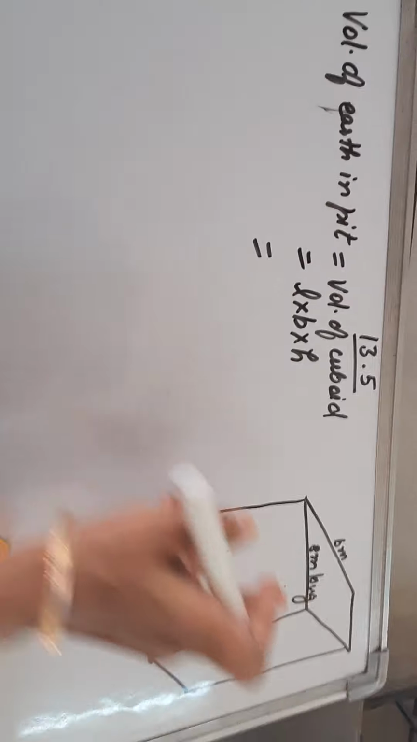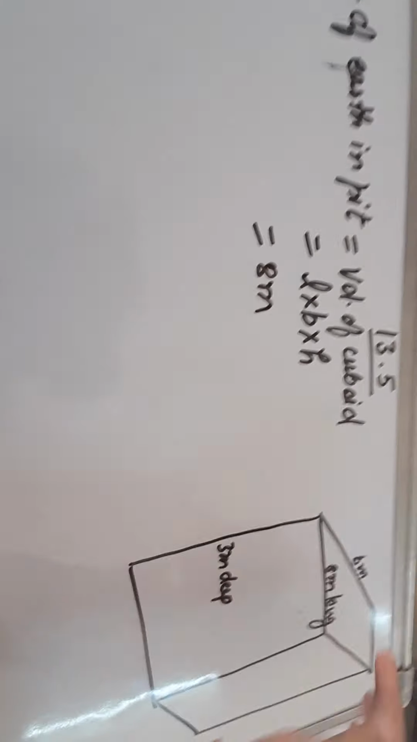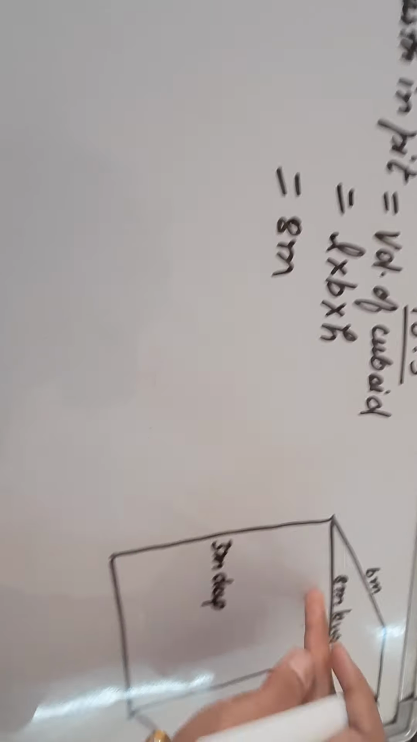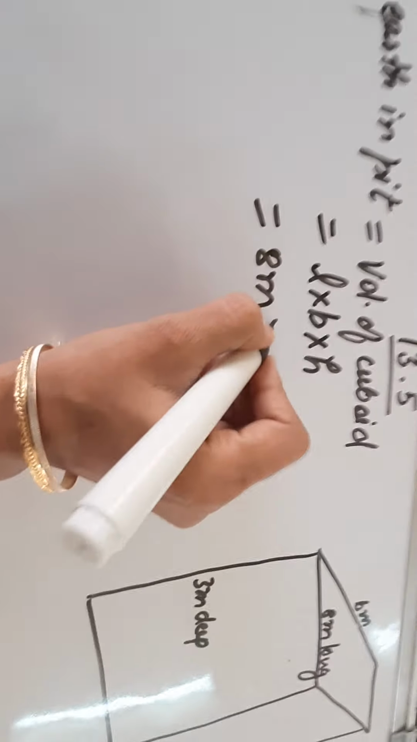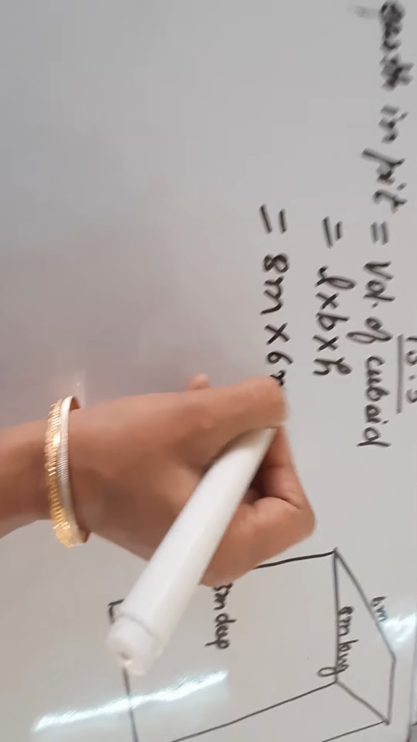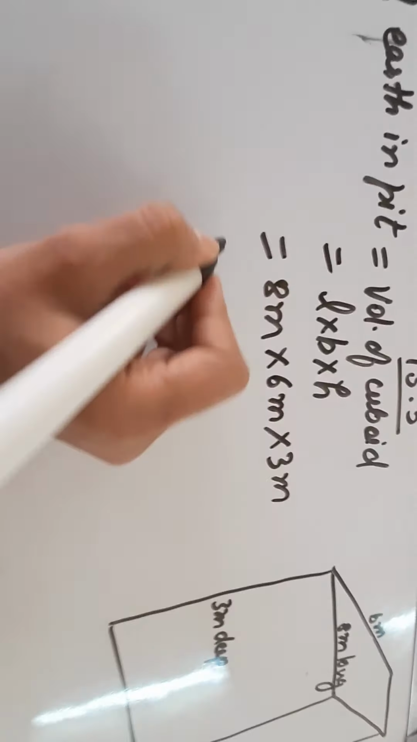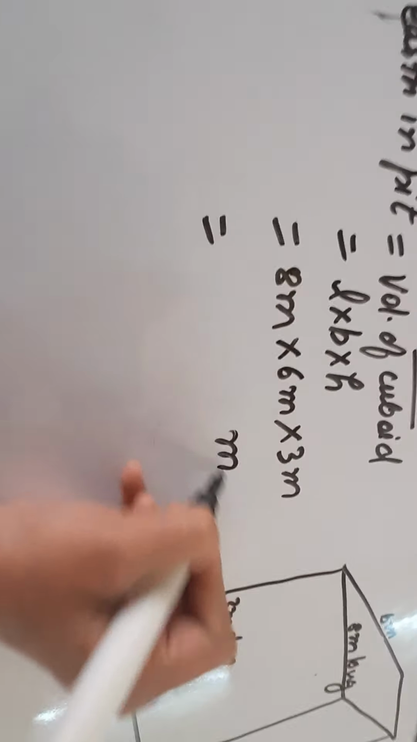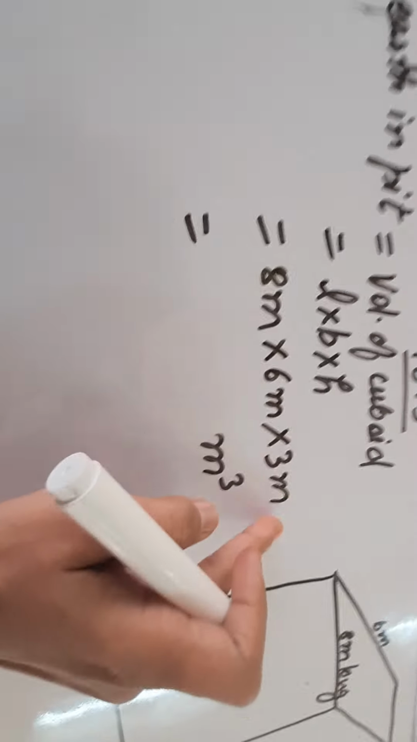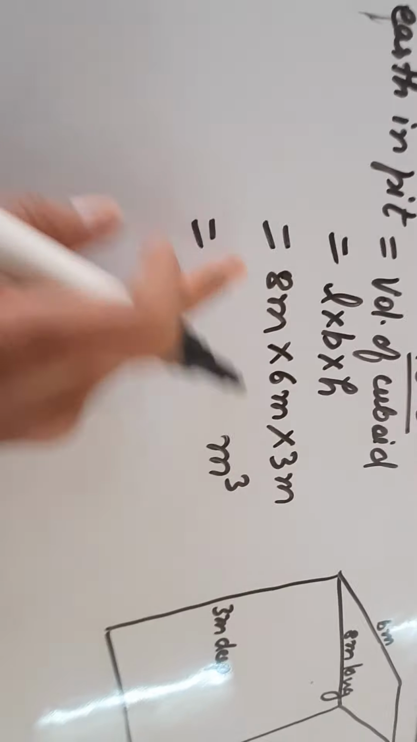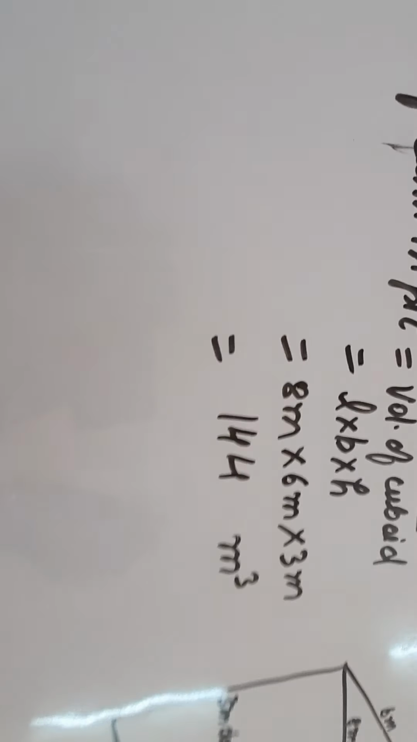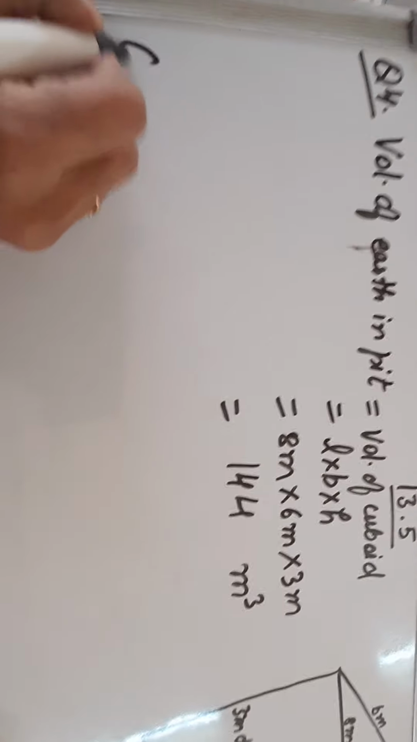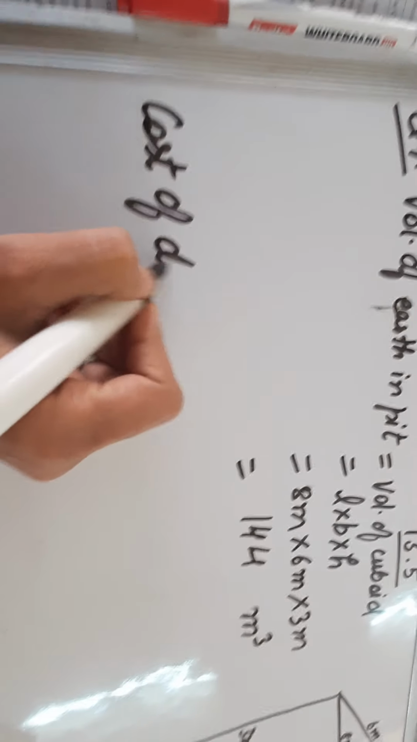So how much it is long? It is 8 meter long, and be very careful about its units. You must watch whether all the dimensions are having similar units or not. So as they are same, we can put them directly. Into height is 3 meter. So by solving it, as this is the volume, we'll get the volume in cubic meter. Meter into meter into meter, cubic meter. And by multiplying it, we'll get 144 cubic meter.